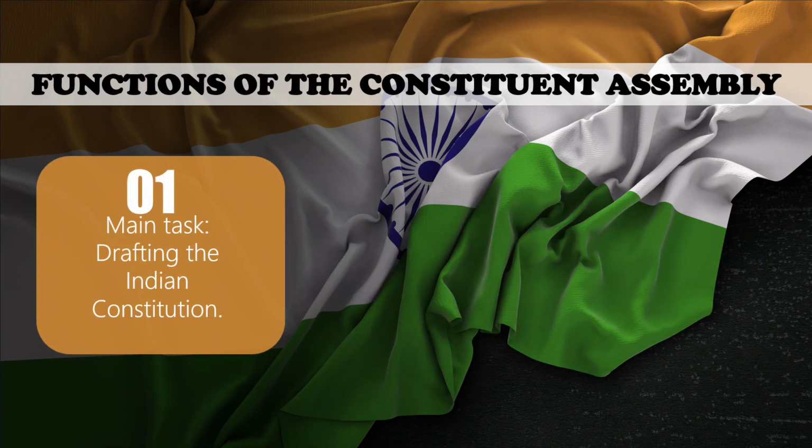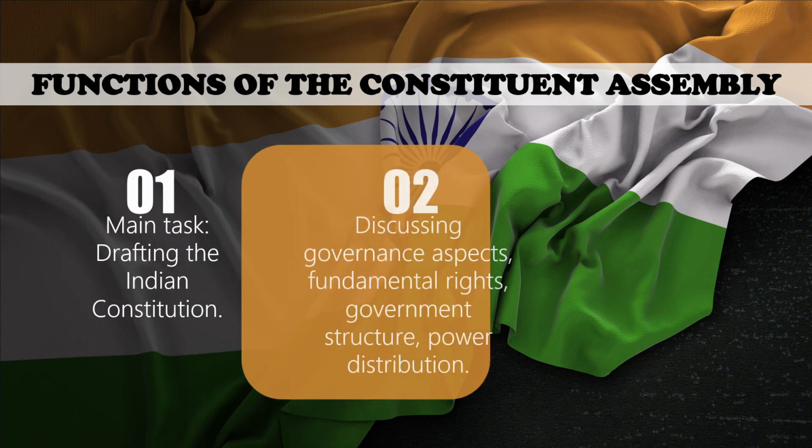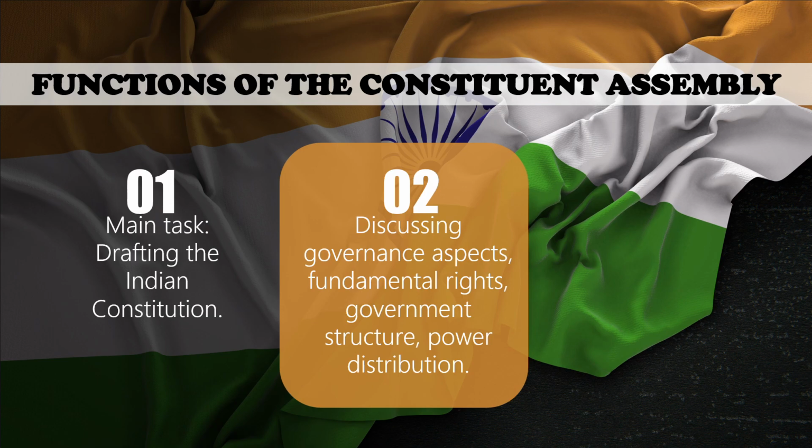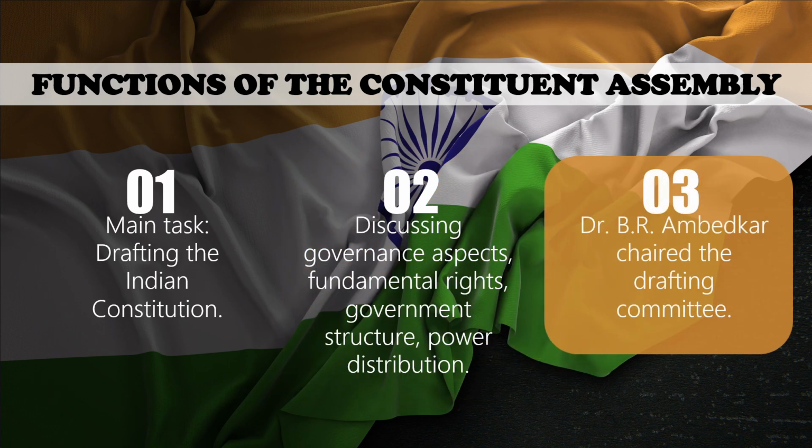Functions of the Constituent Assembly. Drafting the Constitution. The primary function of the Constituent Assembly was to draft a constitution for India. This monumental task involved discussing and deciding on various aspects of governance, including fundamental rights, the structure of the government, and the distribution of powers between the centre and the states. Dr. B.R. Ambedkar, the chairman of the drafting committee, played a key role in framing the constitution.